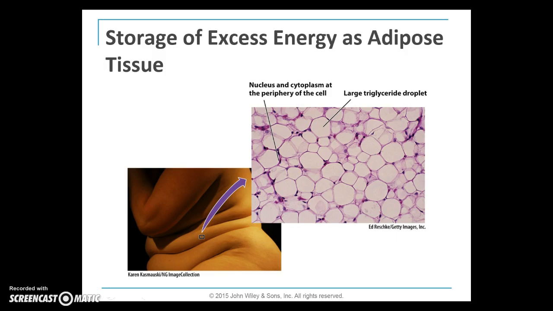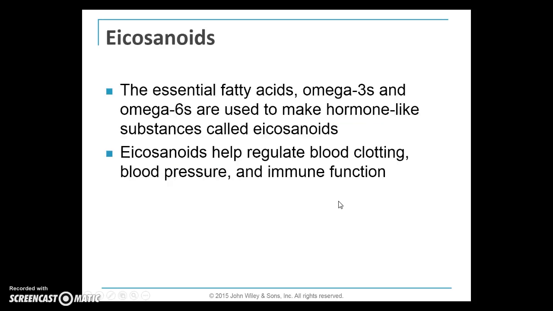When you look at this picture over here, adipose tissue cells contain large droplets of triglyceride that push the other cell components to the perimeter of the cell. And as weight is gained, the triglyceride droplets enlarge. You can see here the large triglyceride droplet, and then here it shows the nucleus and cytoplasm at the periphery of the cell. So in this picture, there are lots of large triglyceride droplets.